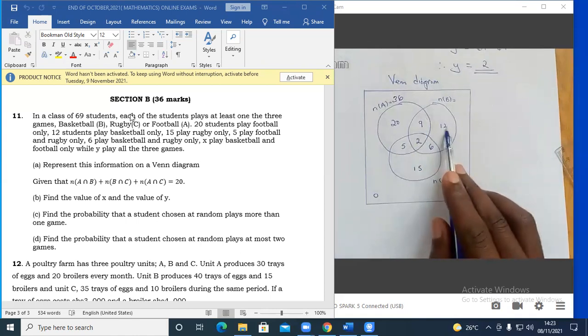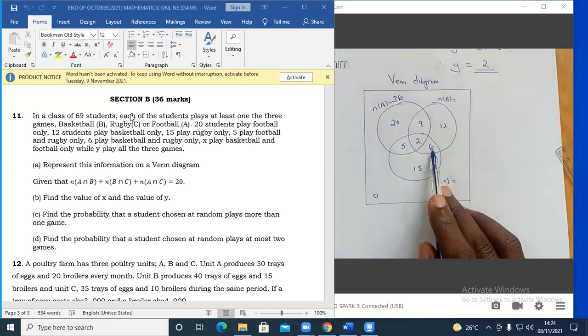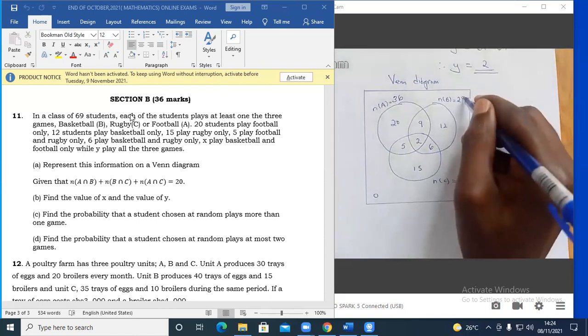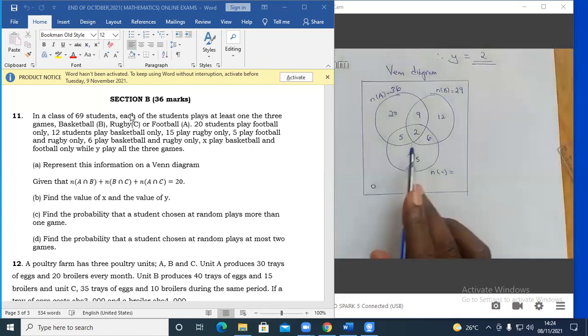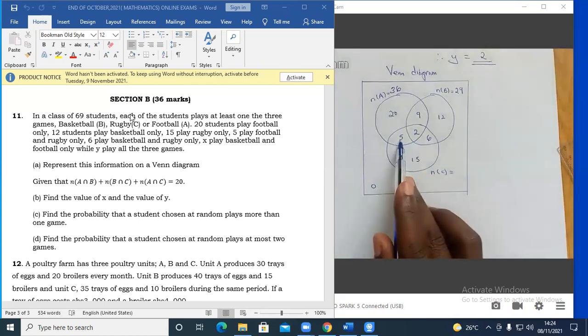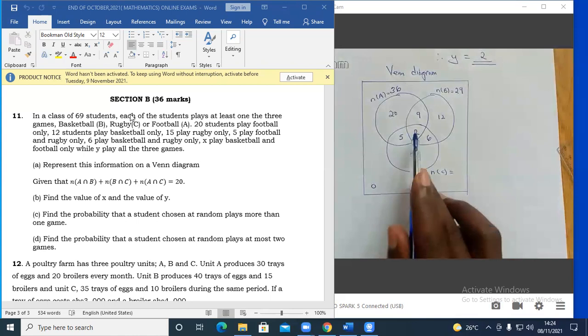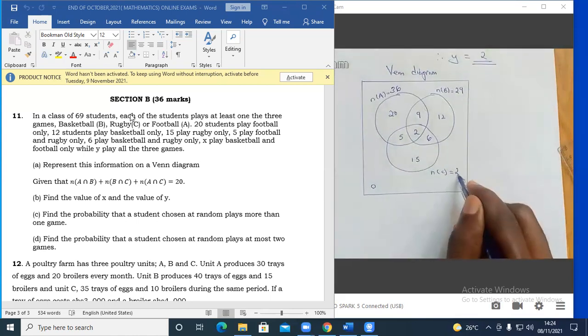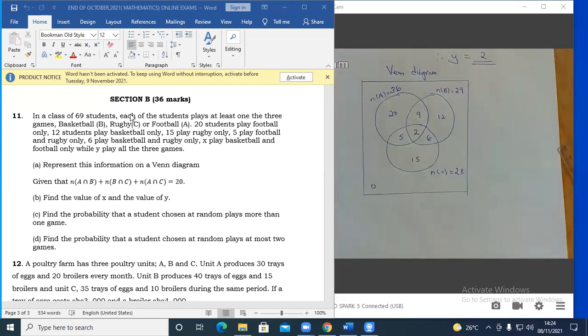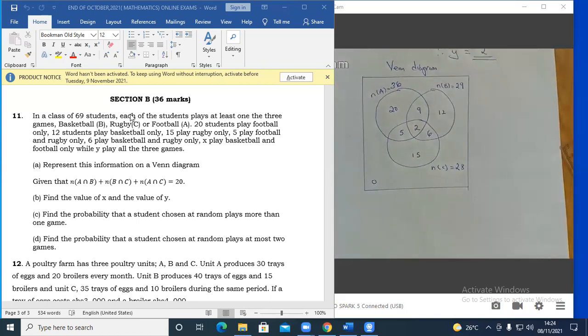Then 9 plus 12, that is 21. 21 plus 6, 27. 27 plus 2, that is 29. Then 5 plus 15, that's already 20. 20 plus 2, 22. 22 plus 6, that is 28. So we have got all the information.